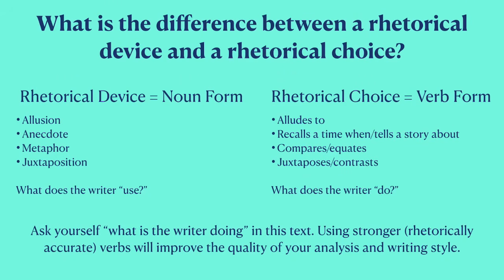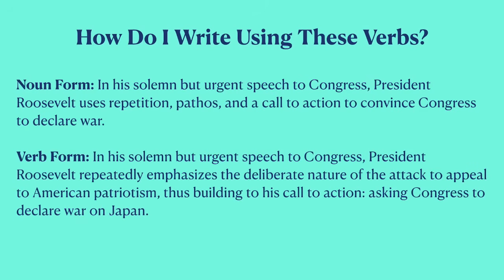So now that you have a basic understanding of the difference between a rhetorical device and a rhetorical choice, let's talk about how to actually incorporate these into an essay. So you want to try to use rhetorically accurate verbs. That means stronger verbs. And so I've got two examples here. The top example is using the noun form of these particular words. So it's going to be a device-driven thesis. And the bottom example is taking the same exact idea, but replacing those nouns with verbs.